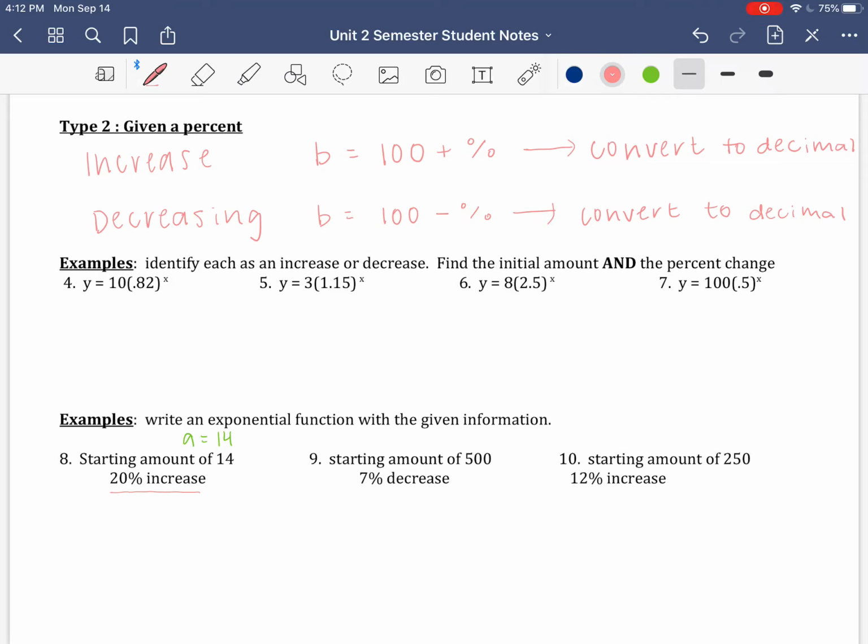So this is where we have to do a little bit of work. It's increasing, so I'm going to use my rule we wrote up here that says to find the B value, we need to add our percent to 100. So B equals 100 plus 20, which is 120%. But we can't take that 120 and put it right into our equation because our equation doesn't use percent symbols. It's going to be based on a decimal.